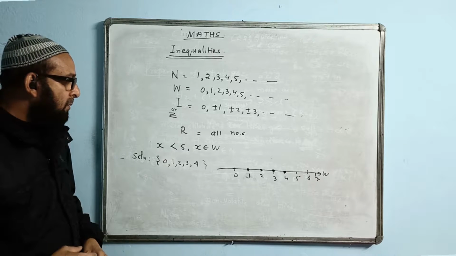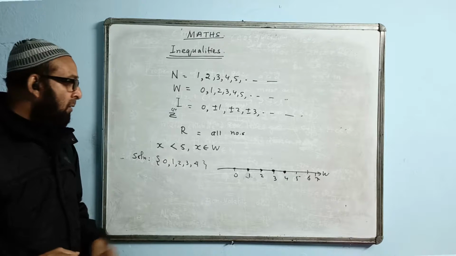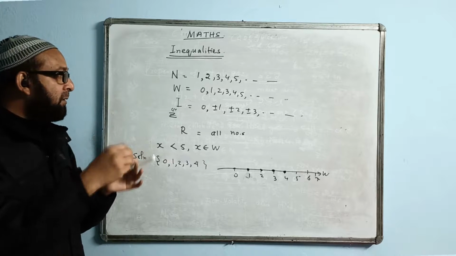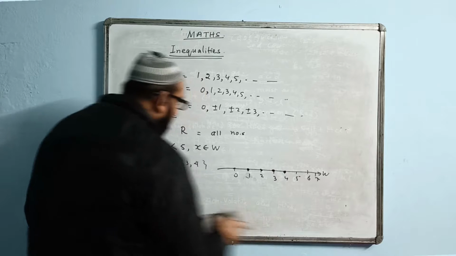Say? No, that will be wrong. For whole numbers we have to give separate dots. For natural numbers also separate dots. I am coming to all those points. Now just see, learn what I am teaching.